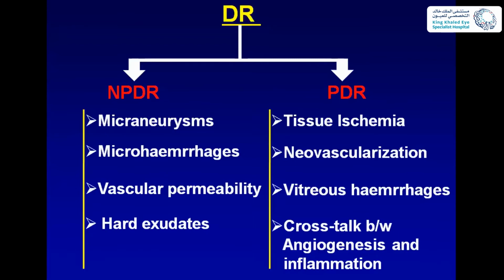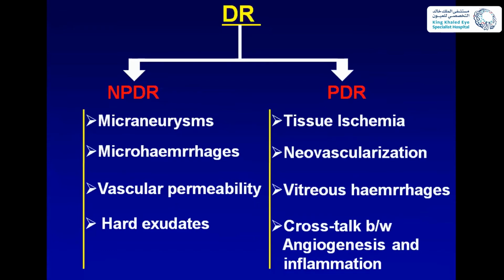When the vascular permeability increases, these proteins are called exudates, and there is exudation and extravasation of these proteins. Now all these components of the blood vessels can be seen pooling in the vitreous in non-proliferative diabetic retinopathy.